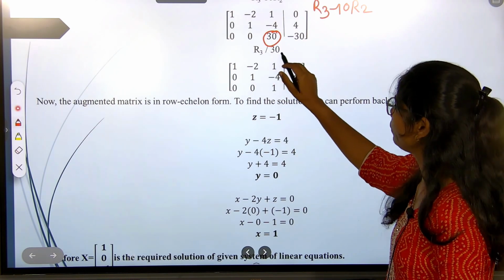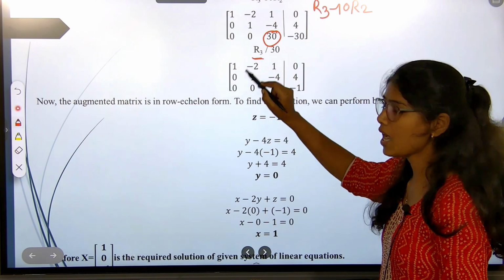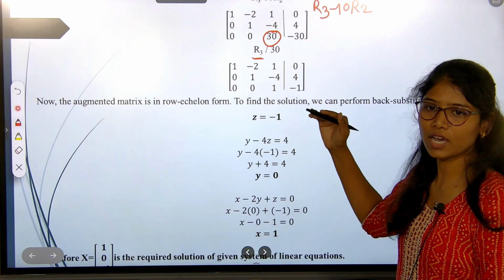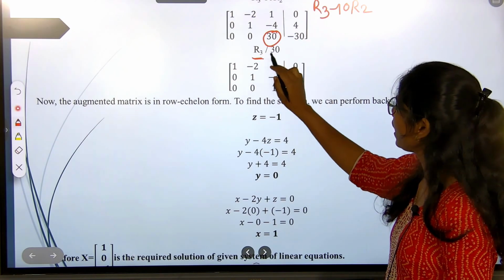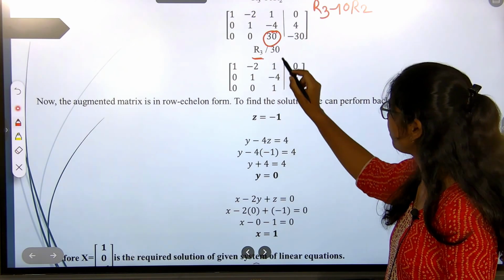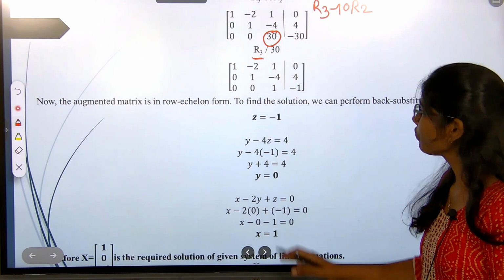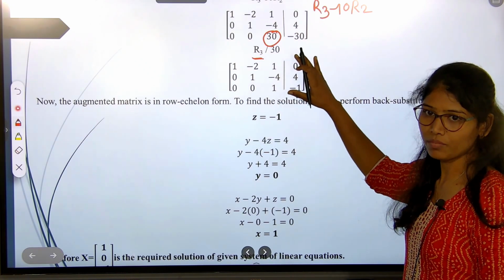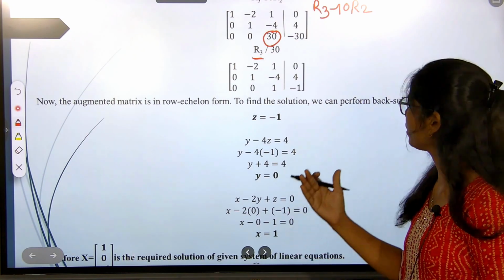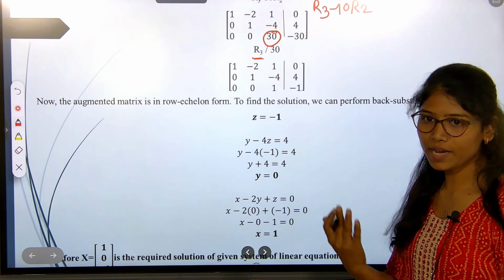So R3 upon 30. We are doing changes in R3. So write down R1 and R2 as it is and divide R3 by 30. So here 30 upon 30 is 1, minus 30 upon 30 is minus 1. Okay. This is in row echelon form. Now we have to perform back substitution.